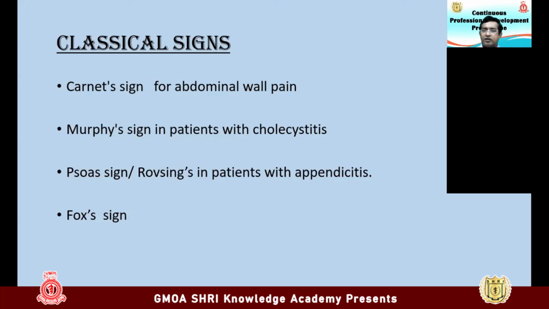Grey Turner sign, Cullen sign, and Fox sign are well described in patients with hemorrhagic pancreatitis, due to leakage of hemorrhagic exudate in pancreatitis. These are very important for you to get a clue about the underlying pathology.